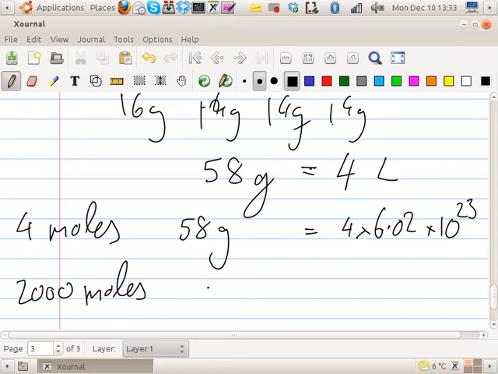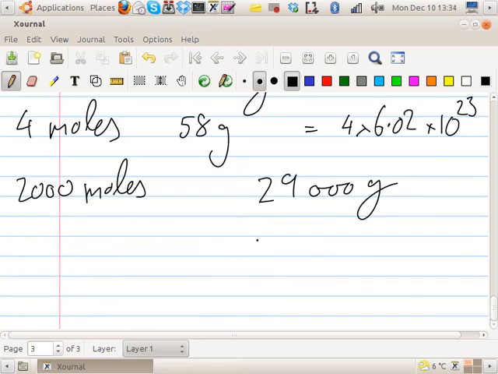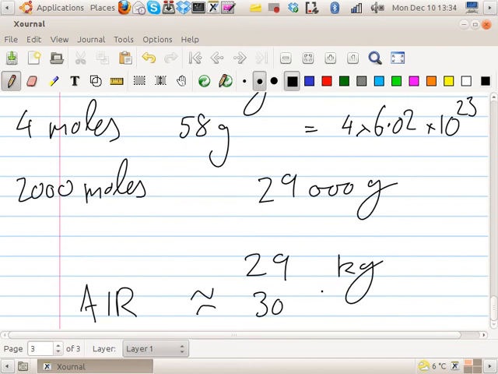Multiply by 500. So if I multiply this by 500, can you calculate that, please? Because this is for 4 moles, and I want 2,000 moles. It's 29,000 grams. So that equals 29 kilograms. So the air in this room is roughly 30 kilograms. Very rough, okay, very rough.